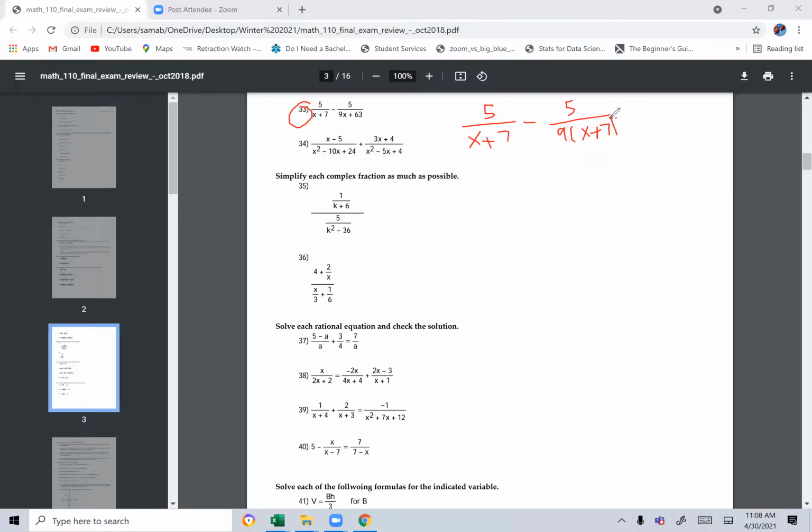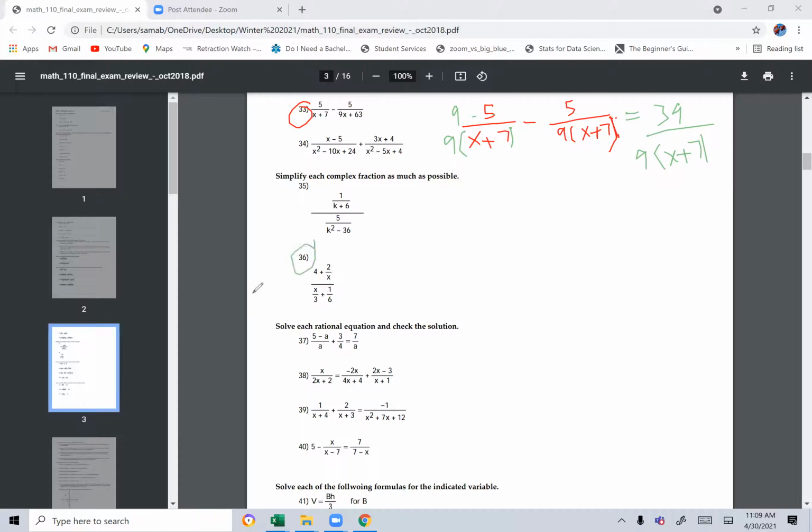The only way to subtract or add fractions, guys, is if they have the same denominator, and they still don't. But the common denominator for both of them will be 9 times x plus 7. So look what I'm going to do here. I'm just going to multiply this one by 9. But whatever you do at the bottom, you have to do at the top. And now I have the same denominator, so feel free to subtract the numerators. 9 times 5 is 45, minus 5 is 39 over 9 times x plus 7. All right, so that would be the answer.